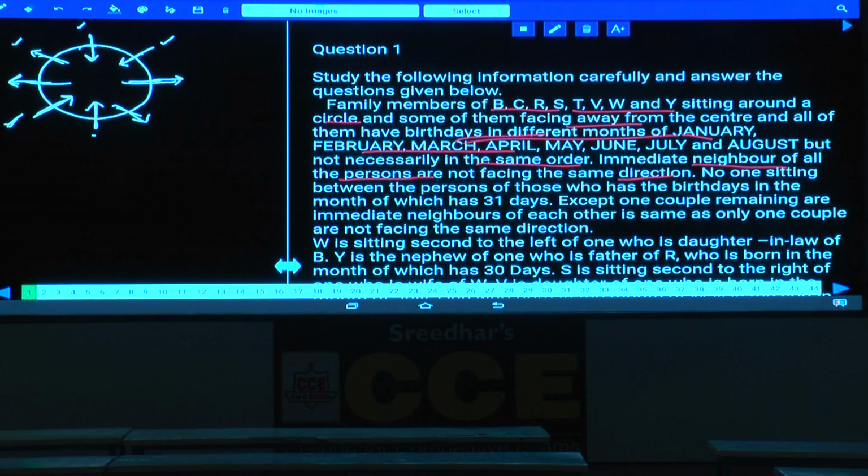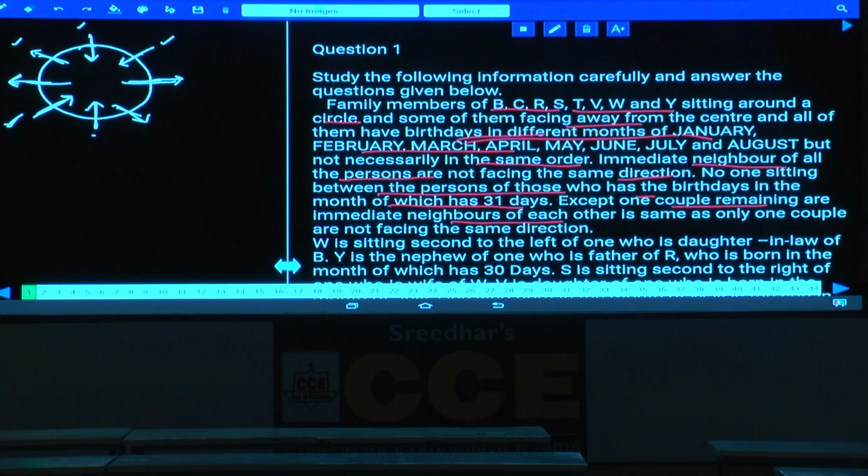And no one is sitting between the persons who have birthdays in the months which have 31 days. Now, among these, the months which have 31 days are January, March, May, July and August. Now, these 5 persons are seated together. Who are the 5 persons here? The persons born in January, March, May, July and August are seated together, except one couple. Remaining are immediate neighbors of each other.